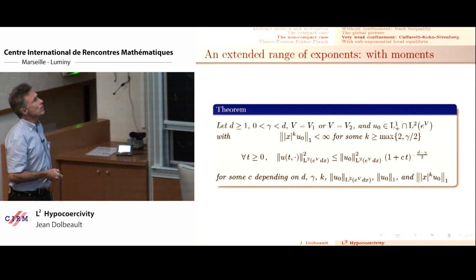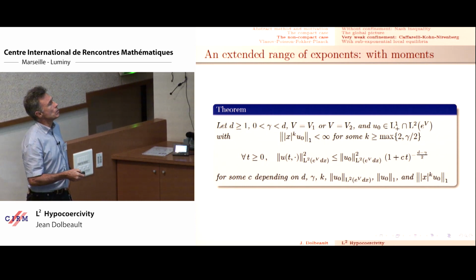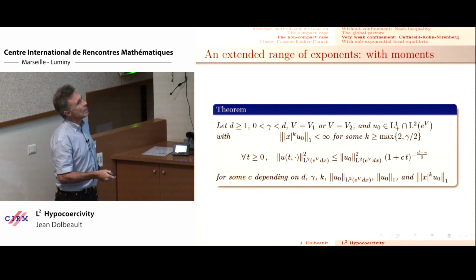Okay, another result is when you assume that you have moments here of order k, and now you can take gamma arbitrarily close to D. Okay, and in that case, you get what you expect, D minus gamma over 2.